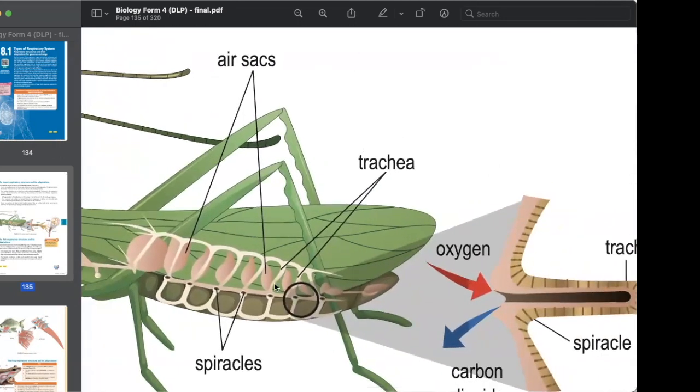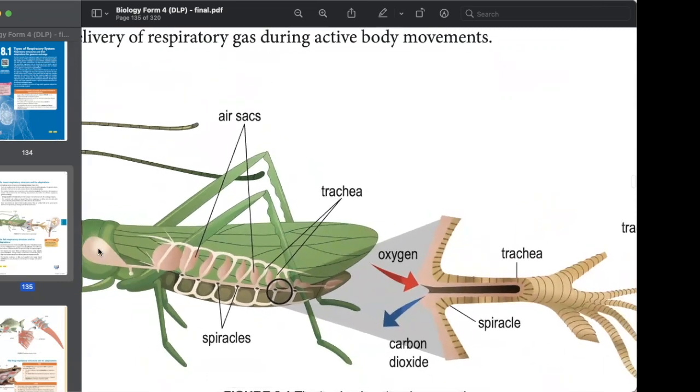So this is the trachea. And then we have the spiracle. Spiracle ni dia macam lubang lah. So this is the spiracle. And then we also have the air sac. Okay, we also have the air sac. So this is also the air sac.